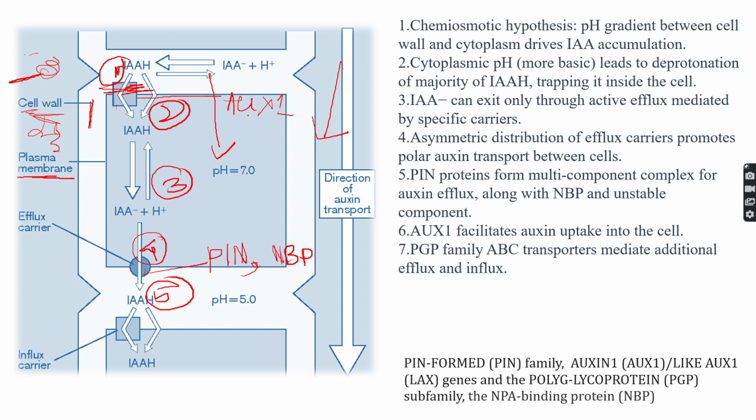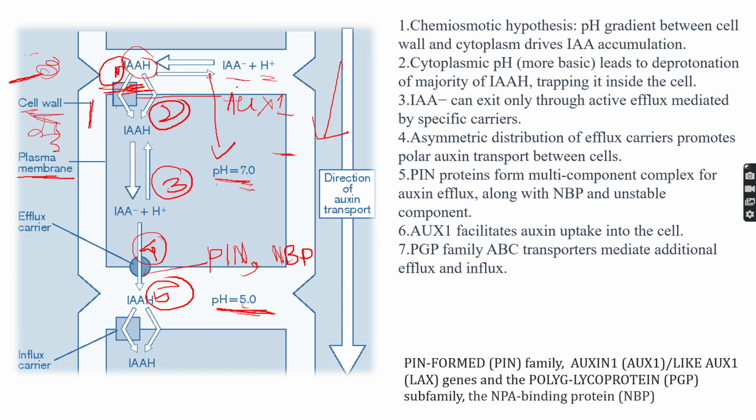As per the chemiosmotic hypothesis, the gradient of pH between the cell wall and cytoplasm drives IAA accumulation. So here you can see the pH inside the cell is 7.0, whereas in the apoplastic region it is 5. So there is a difference: inside the cell there is basic pH, and in the apoplastic region it is acidic pH. Because of this acidic pH there is accumulation of IAA, auxin. So the IAAH, that is IAA minus plus H plus.